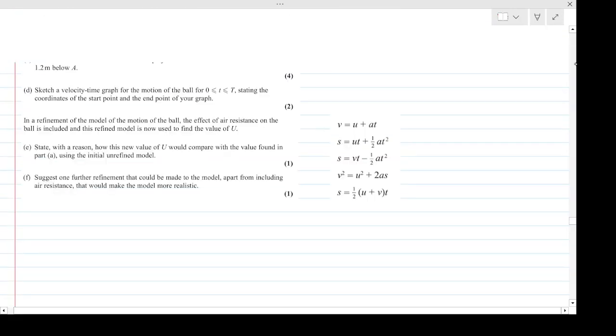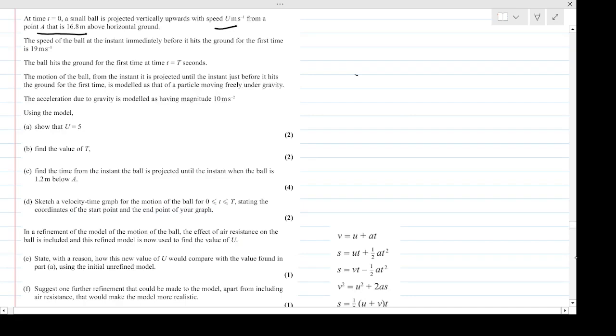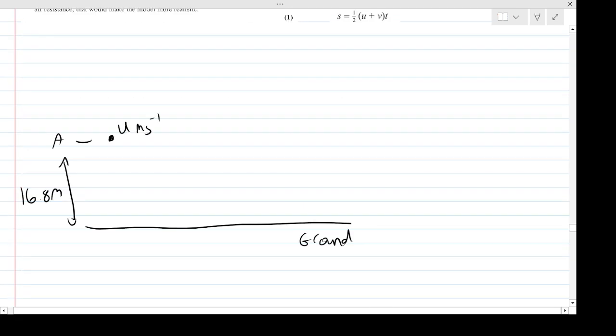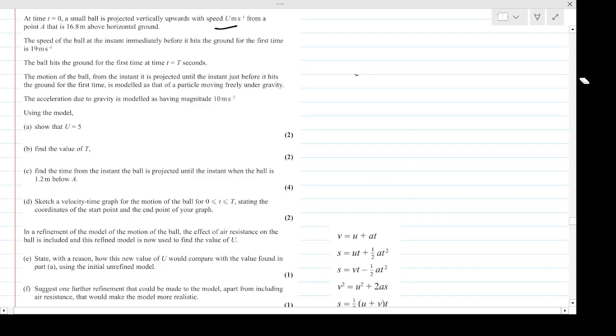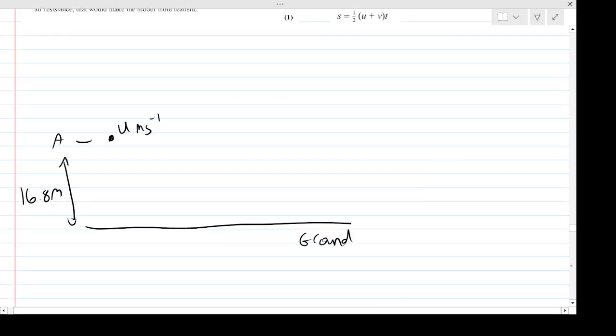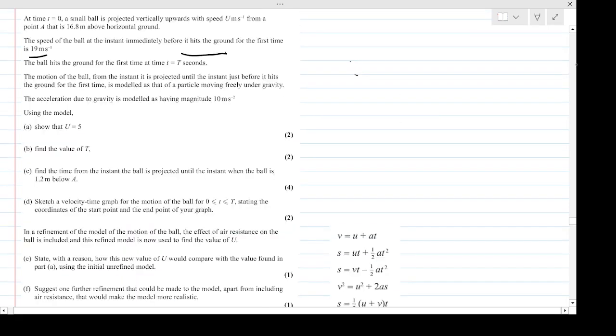And initially we have this ball with speed u. And the speed of the ball, the instant immediately before it hits the ground for the first time, is 19. Okay, so we're talking about when it hits the ground. Well, if it's going up with speed u, it's obviously going to keep going up until it hits 0 speed, right? And then it's going to come back down the other way. It's going to go down past A, and then it's going to come all the way down and hit the ground. This speed when it hits the ground, we're told, is 19.